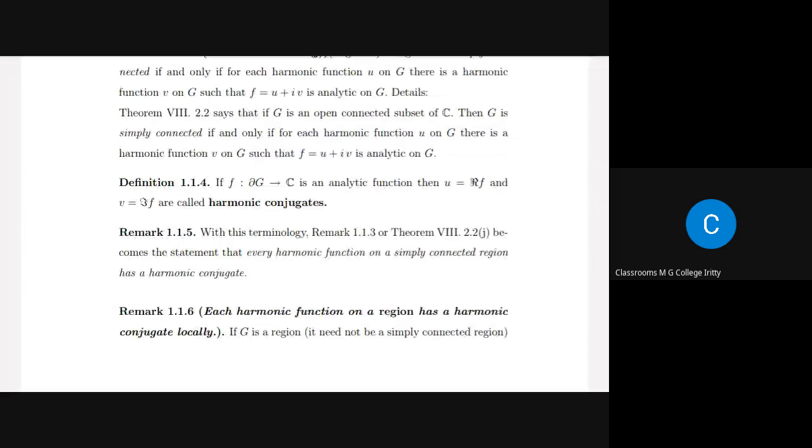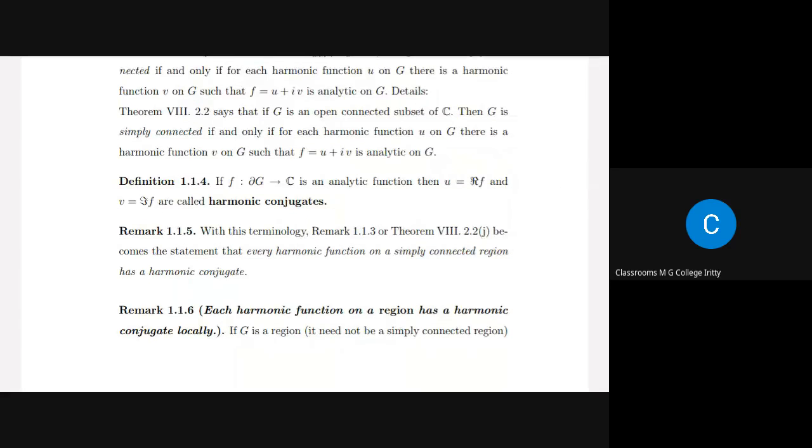Sir, what do you mean by harmonic conjugate locally? Sir, that's the next remark. Yes, yes. Next remark, sir. Okay.